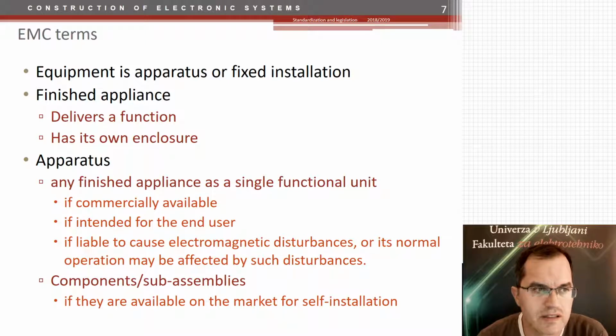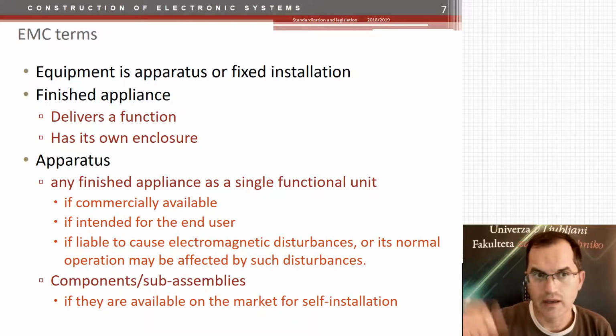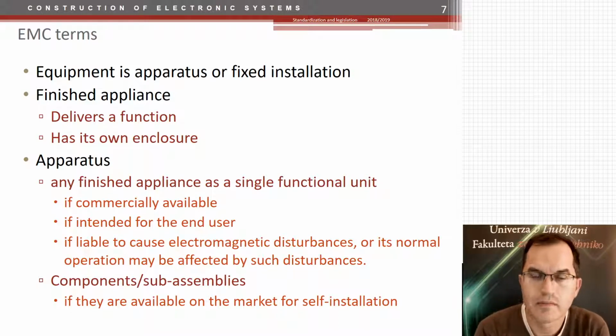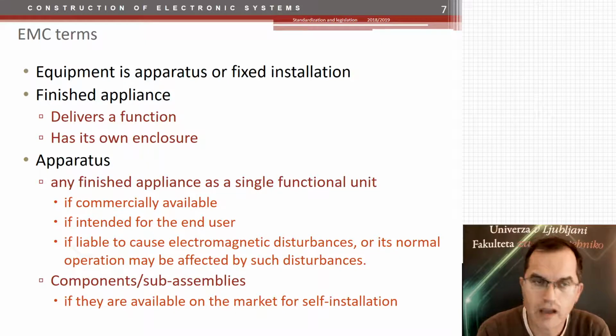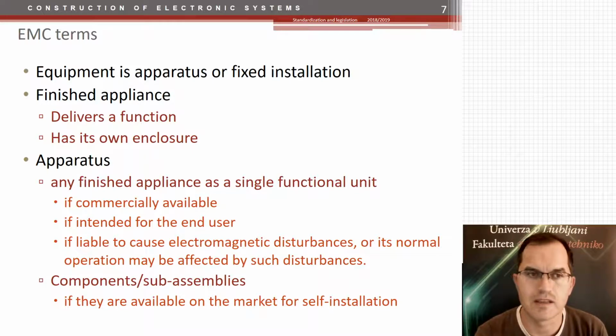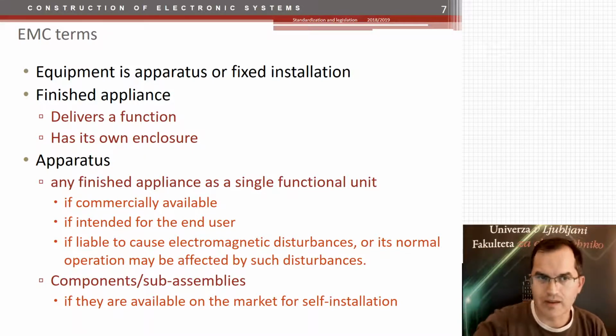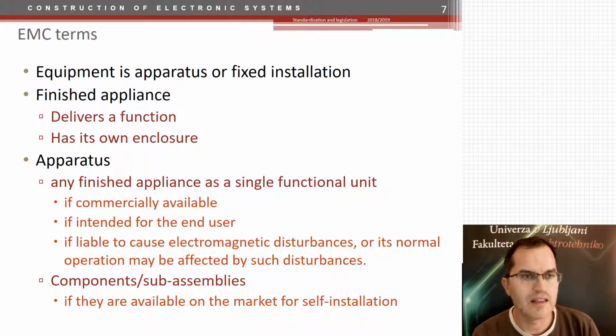What about components and sub-assemblies? Are they apparatus if they are available on the market for self-installation? For example, you go to the supermarket or to a computer store and you buy yourself a graphic card. A graphic card doesn't have an enclosure. It delivers a function. So it's not a finished appliance because you plug it into a computer and then it can actually work. It cannot work by itself. But it is available on the market for self-installation. Therefore, it is under jurisdiction of the EMC directive.